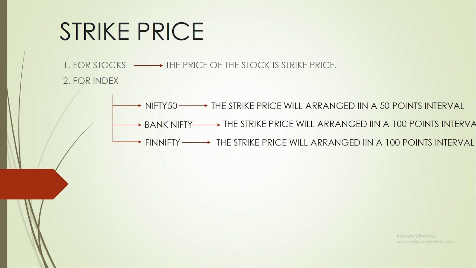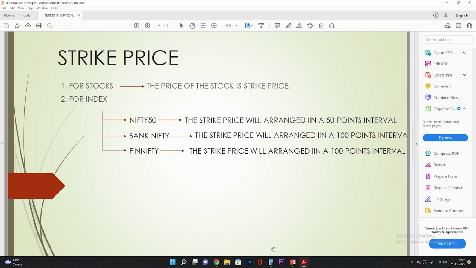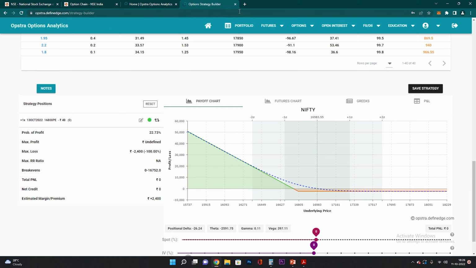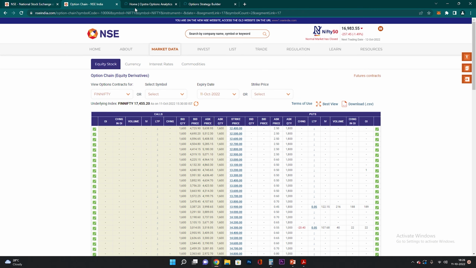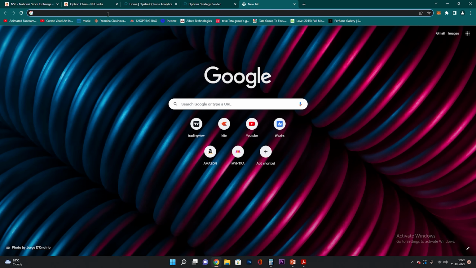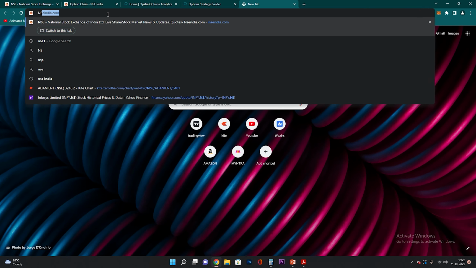Then strike price. Strike price is very important. For stocks, the strike price is the price of that particular underlying stock. I will explain it in the option chain, where you can get everything. I will just show you how to go to the option chain. Open mscindia.com.